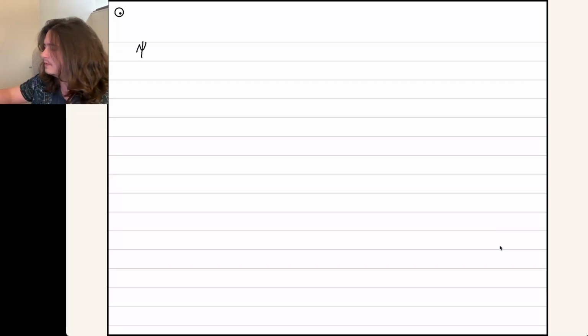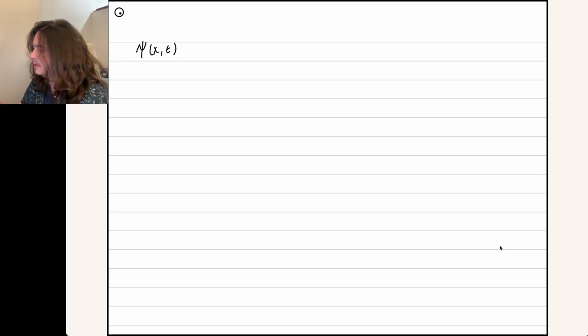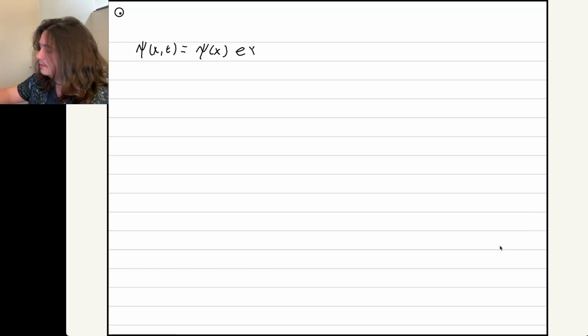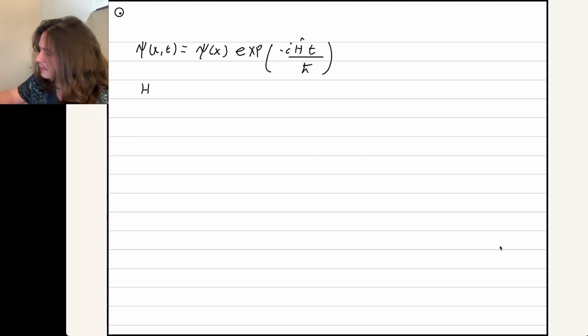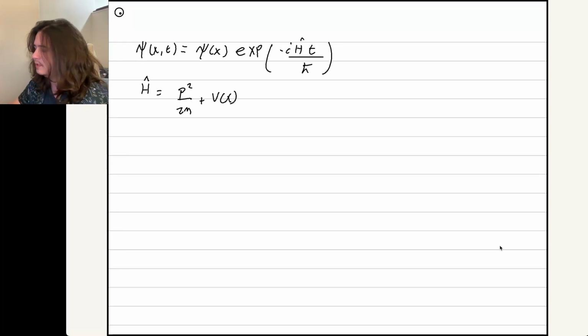Typically, if you want a time dependent quantum state, you first have a position dependent quantum state, so time independent, and you multiply it by the exponent, e to the minus i H t over h bar, where H is the Hamiltonian, the sum of kinetic energy and potential energy. In this case, I'm assuming a position-dependent potential energy, not a constant one.